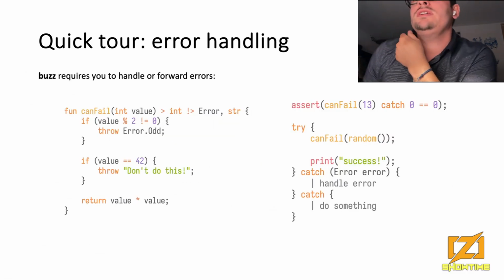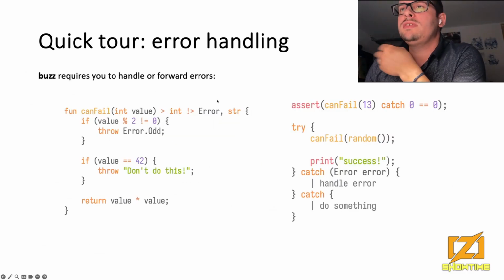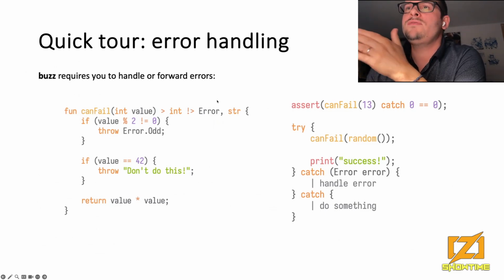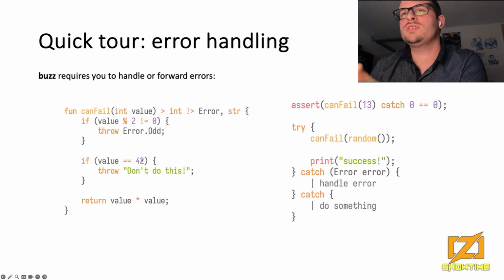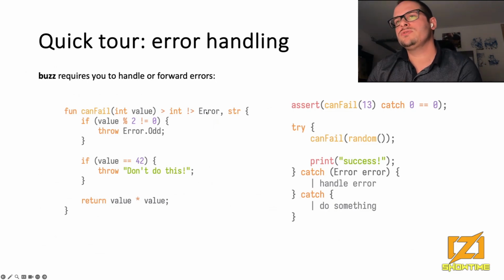So, error handling. Like Zig, errors have to be handled and have to be specified. In this function, you can see that I'm raising two types of error. One is an enum, and the other is a string. If I'm not handling the error in the function itself, I have to specify in its signature the types of error I'm raising.